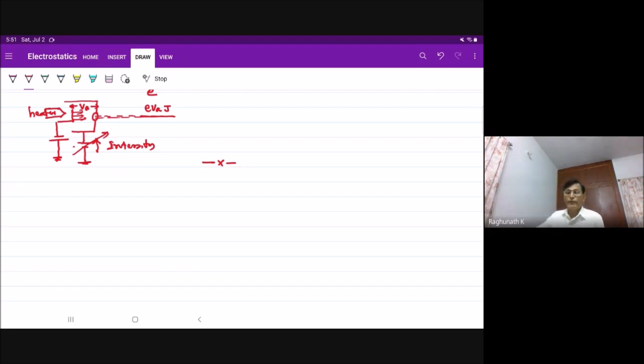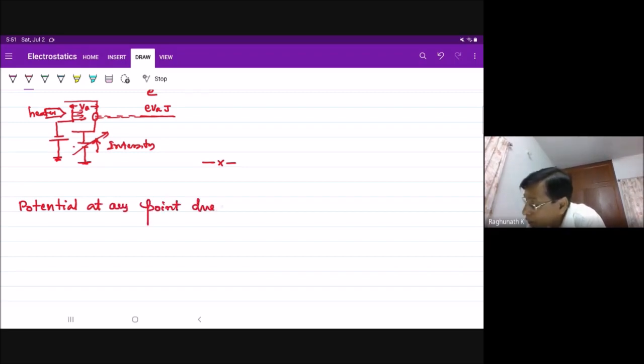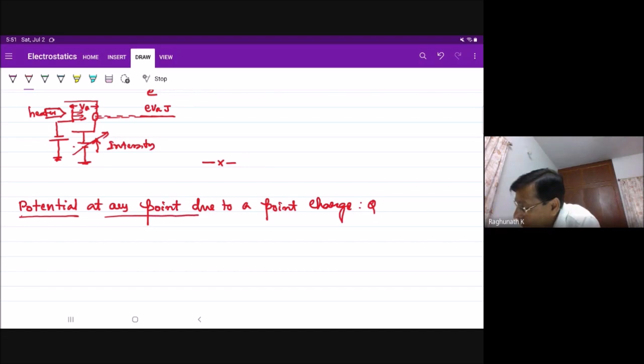So to get that potential at any point, no, it is not the potential difference. Potential at any point due to a point charge Q, assuming it to be positive. For positive only we will do, but substitute the charges with their polarities to get the actual value of it. Absolute potential it is. What is this?